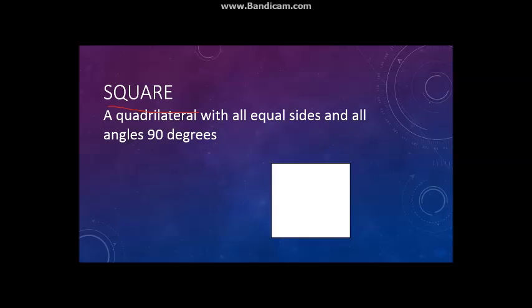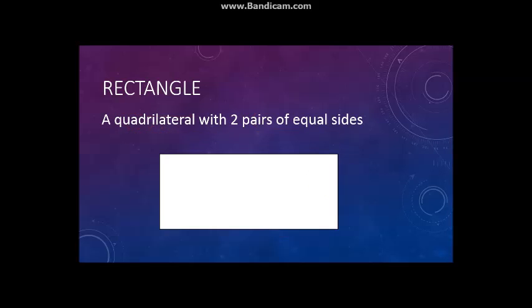A square is a quadrilateral with all equal sides and all angles 90 degrees. So all of these are boxes, and all you have to do is that, because that means that these two will obviously be that. But all of these are equal sides.